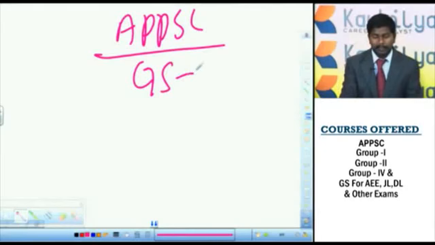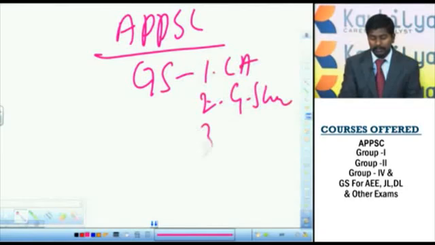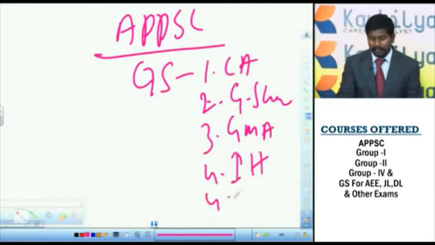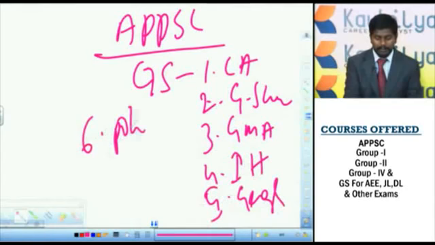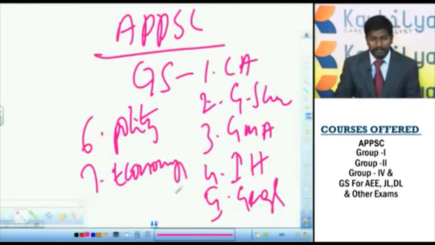So the general studies paper contains current affairs, general science, general mental ability, Indian history, geography, Indian polity, and Indian economy. So these are all the important components of the general studies paper.